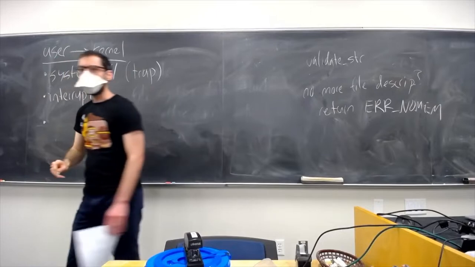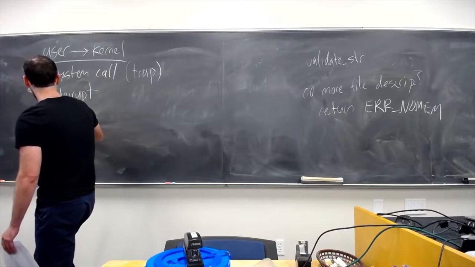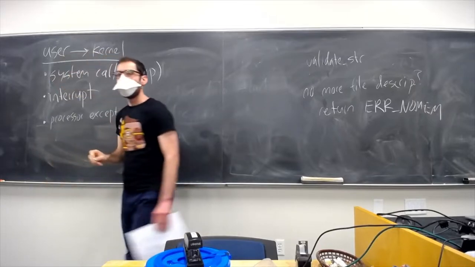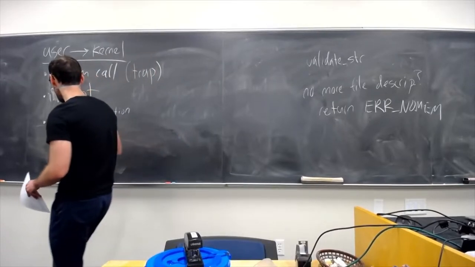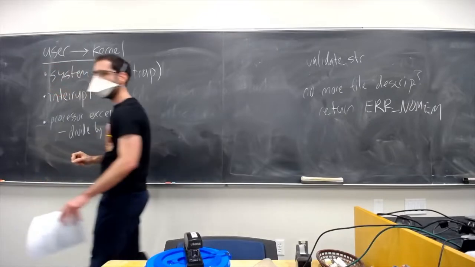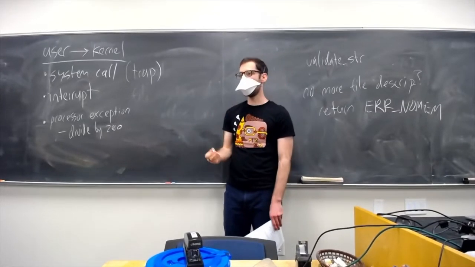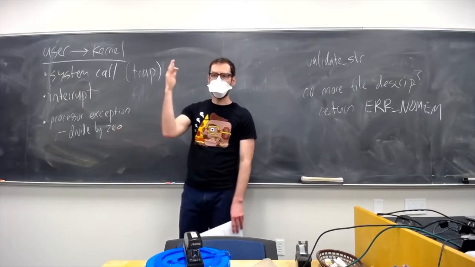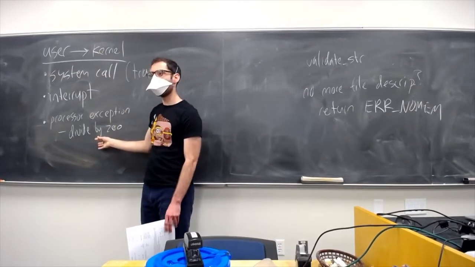The third category that I haven't mentioned yet is some kind of processor exception. So one example of this would be a user process executes an instruction that causes an integer division by zero. That's a no-no. A processor exception occurs, and that turns control over to the kernel to decide what to do about this exception.